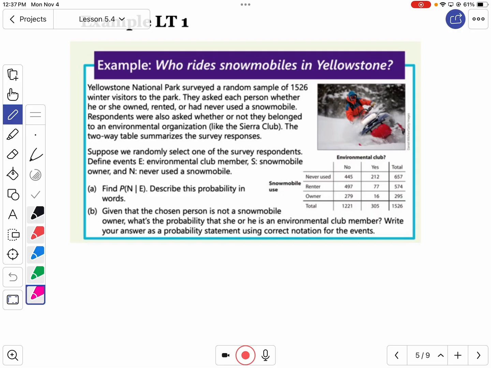So we're talking about who rides snowmobiles in Yellowstone Park. They tell me that N stands for never used a snowmobile, E is the environmental club, and S is a snowmobile owner. So you define those events for me. The first one that they ask me to do is the probability of N given E.